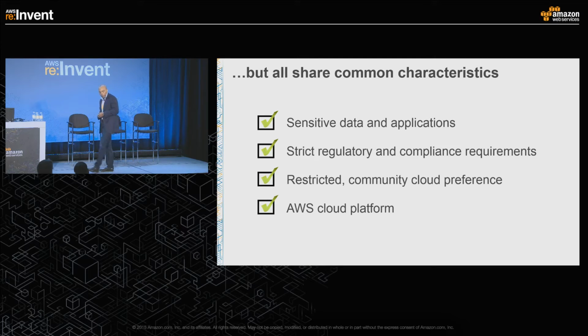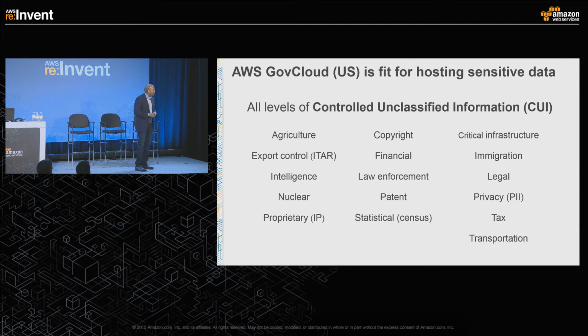The restricted community cloud preference, that's interesting because a lot of customers actually like the fact that we control who gets access to the region. And there's a certain comfort level with knowing that there are like-minded customers and like-minded users using GovCloud to host their sensitive workloads as well. And then finally, they want all of that with the benefits and the characteristics and the breadth of services that we have on our AWS Cloud platform.